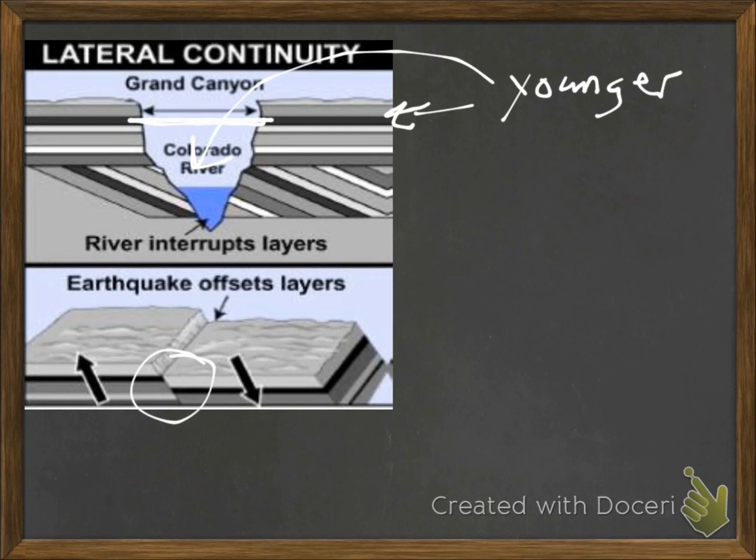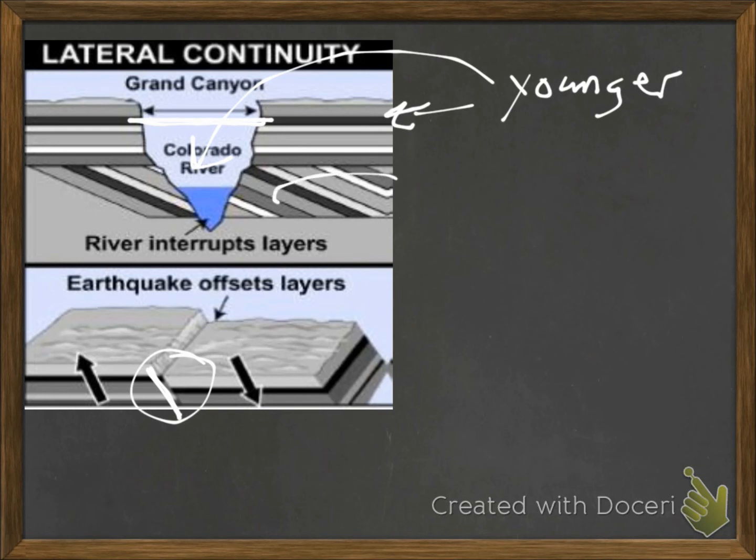The layers here were all continuous straight across. When the earthquake happened, it created the fault, and so we know the fault happened after all those layers were formed. So again, all we're trying to do is figure out when the events happened compared to other events and say what's newer and what's younger. And so this is the principle of lateral continuity, that all layers will form continuous lines, and that if those lines are interrupted, that means something formed after the layers did.